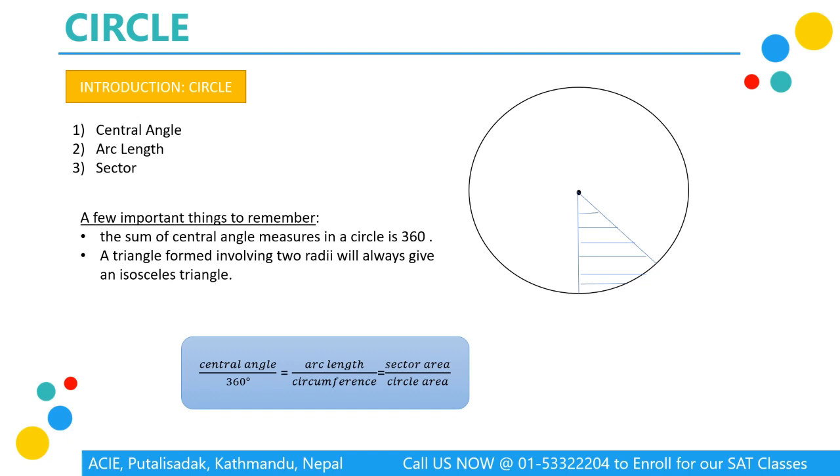So before all of that, we need to know what a central angle is, what arc length is, and what a sector is. So first of all, central angle: the center is this dot over here, which is equidistant from all the sides of the circle. Similarly, the central angle is going to be the angle taken from the center point between any two radii drawn. For example, this is going to be our central angle.